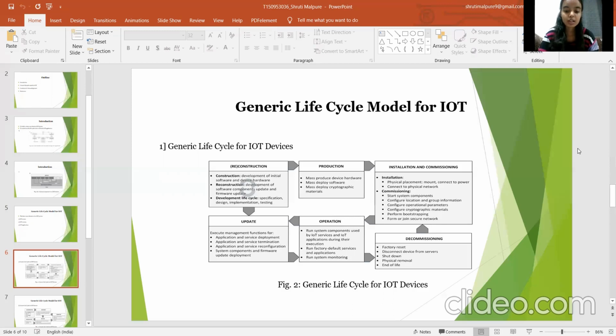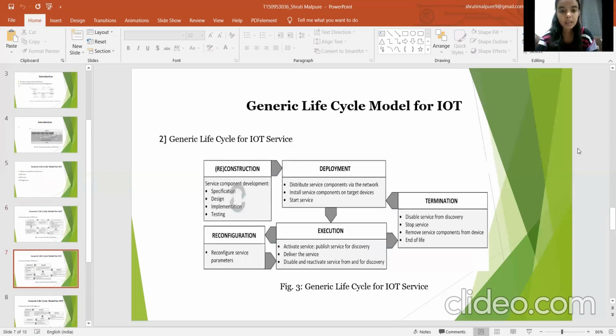The last stage of the generic life cycle is decommissioning. Allowing the device to perform decommissioning properly will help usability and adaptability. The second is generic life cycle for IoT service. A service is contractually specified overall functionality of the entity. IoT service is used by IoT application to achieve their goals. The stages of the IoT services are construction, deployment, execution, reconfiguration, and termination.